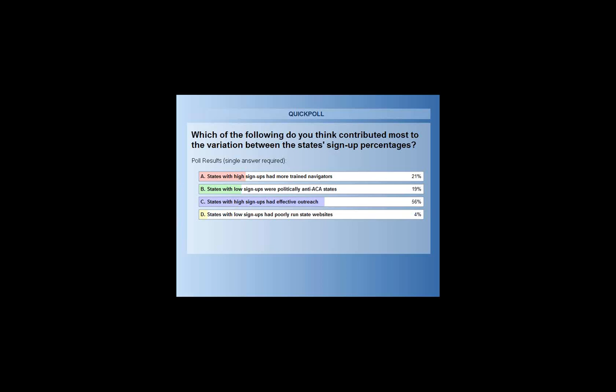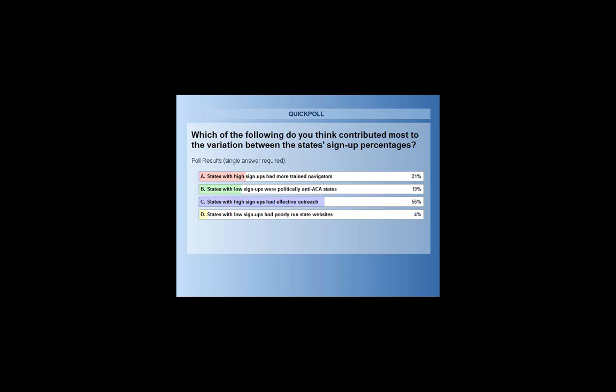Response D, states with low signups had poorly run state websites. This could also have been a contributor. For example, we know in Nevada, the governor embraced the ACA, but Nevada's state-run website did not perform very well, leading to a late switch over to healthcare.gov and lower sign-up percentages in Nevada. Yet we also know many of the states with low enrollment did not have state-run websites, and the residents were only able to enroll through healthcare.gov.